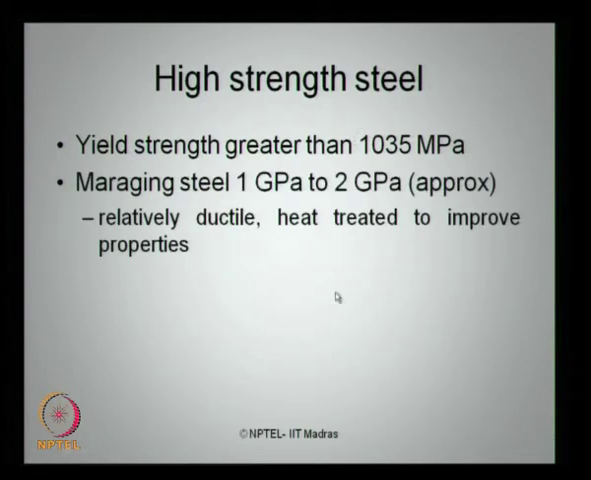We also have a special kind of steel called maraging steel, which has yield strength varying from 1 gigapascal to 2 gigapascal approximately. It is a very surprising and very categorically recommended steel, having relatively high ductility and heat treated to improve these kinds of properties. This is what we call maraging steel.